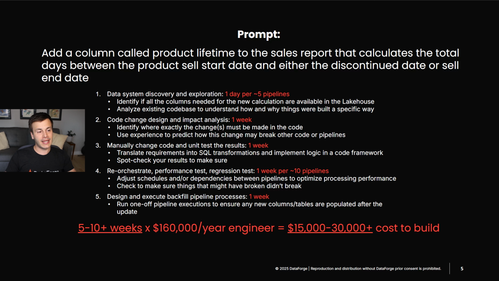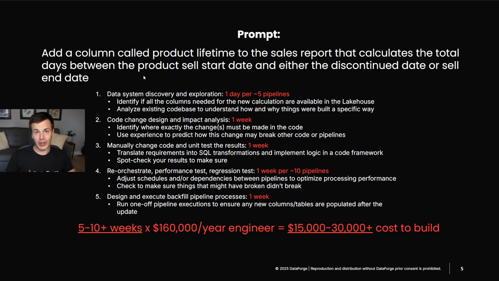So for example, it's asking us to just add a calculated column to that data set that DataForge created, that sales report data set that Genie was able to work with super well. We just want to add one more column called product lifetime. And it's a date calculation to figure out, basically, how long was this product on sale. Start date, discontinue date, and end date are all factored into it.